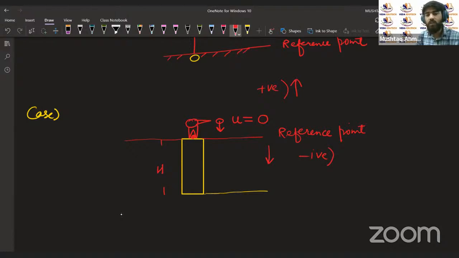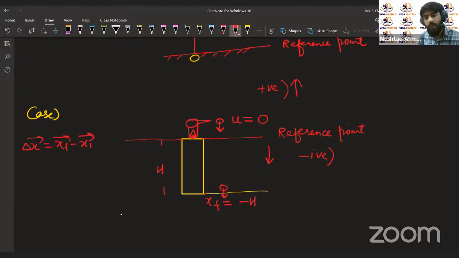With respect to this reference, the initial position of this ball was equal to 0, and the final position is here. That's x final is equal to minus h, right? Because it's in the downward direction. The final position of this particle will be taken as minus h when it strikes the ground. The displacement will be taken as final position vector minus initial position vector.